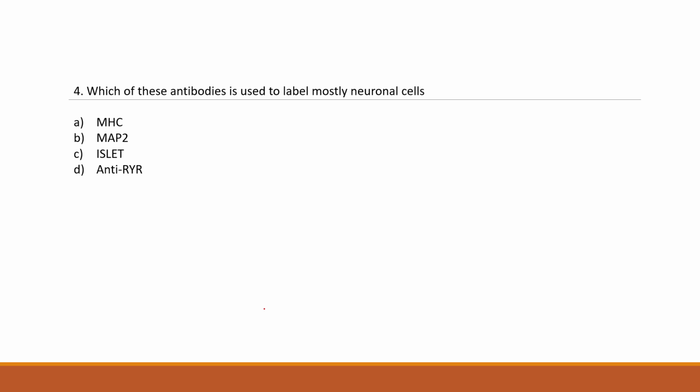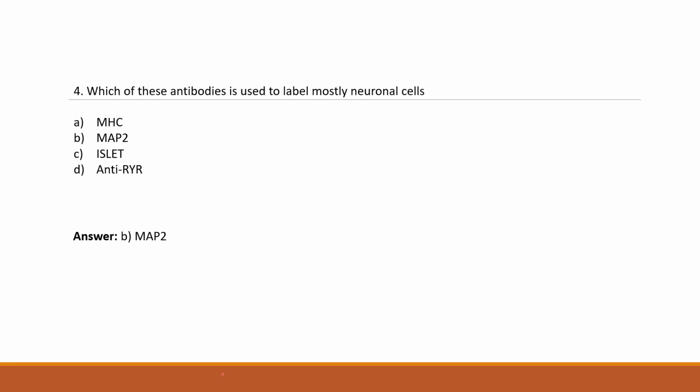Which of these antibodies is used to label most of the neuronal cells? A. NHC antibody, B. MAP2 antibody, C. Islet, D. anti-RYR. What is the answer for this? MAP2. Very good.